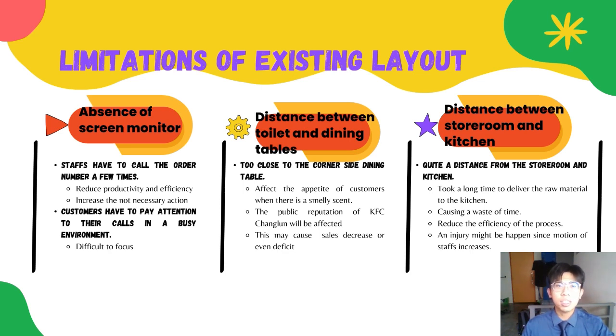And the second limitation is the distance between the toilet and the dining tables. They are too close to the corner side dining table, and this will affect the appetite of customers when there is a smelly scene, and the reputation of KFC Changlun will be affected. This may cause sales to decrease or even a deficit.